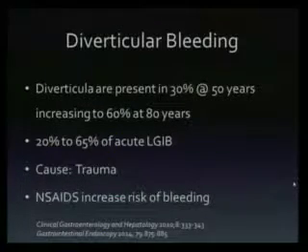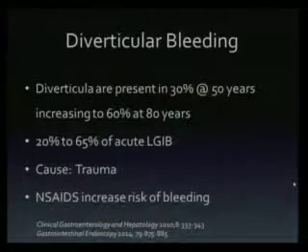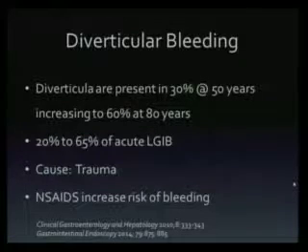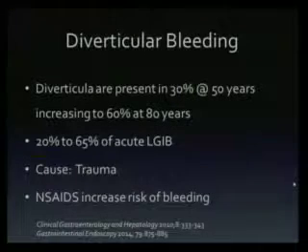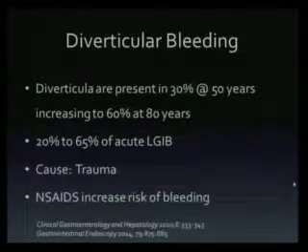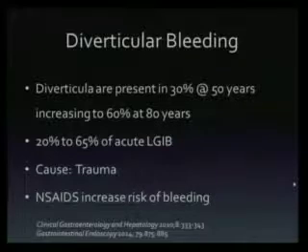And the cause of diverticular bleeding is trauma. Now, when I talk about trauma here, what I'm talking about is the idea that stool or a stool ball or an NSAID irritates the neck of the diverticulum at the vasa recta as they leave the colon.